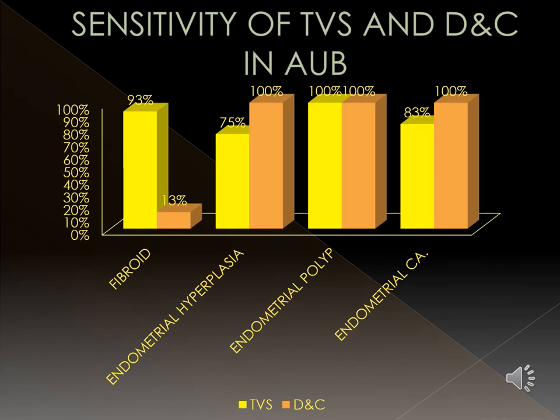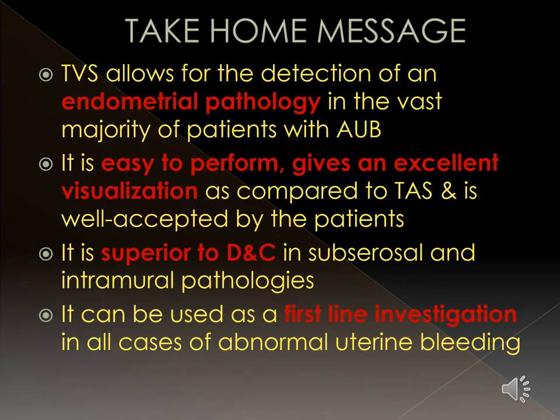For sensitivity of TVS and DNC in abnormal uterine bleeding, the fibroid shows sensitivity of 93% on TVS and 13% on DNC. Endometrial hyperplasia shows 75% sensitivity on TVS and 100% on DNC. In endometrial polyp, both TVS and DNC show 100% sensitivity. In endometrial carcinoma, TVS shows 83% and DNC 100%.